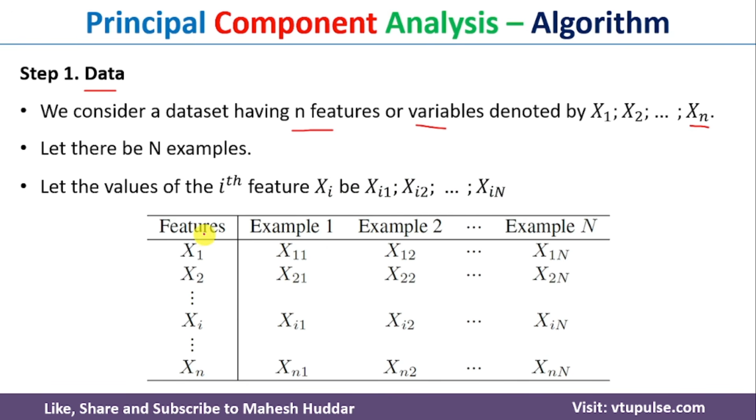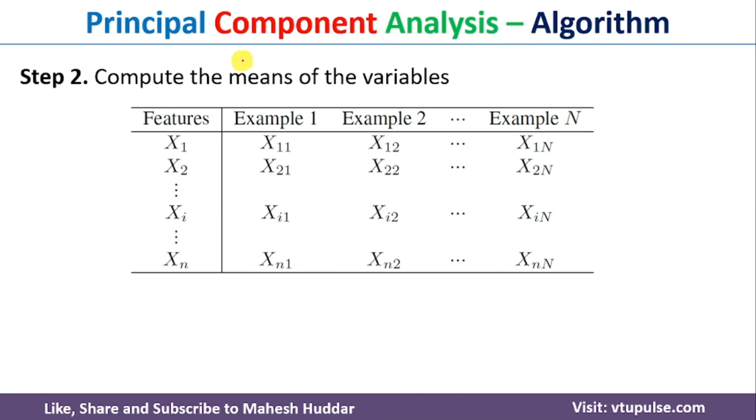In this case, you can see these are the features. This is the first feature, second feature, ith feature, and this is the nth feature here. This is example 1, example 2 and example N here. So this is the dataset given to us. Given this particular dataset, how can we apply the principal component analysis algorithm? That is what we need to understand here.